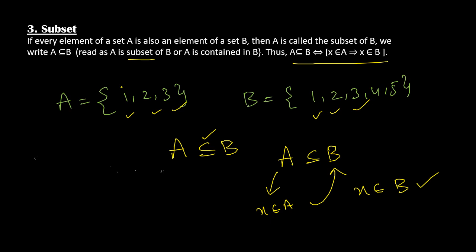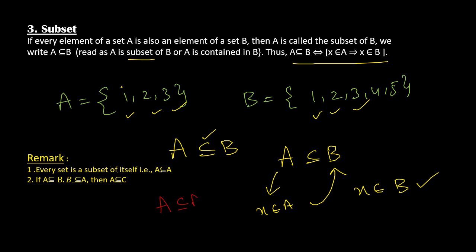Agree? Also, I can say that there is one remark for that. What is that remark here? I can say that A is a subset of itself. Why? Because each and every element of A will be contained in A alone. Agree? So I can say that every set is a subset of itself. Agree? And also I can say that A is a subset of B.